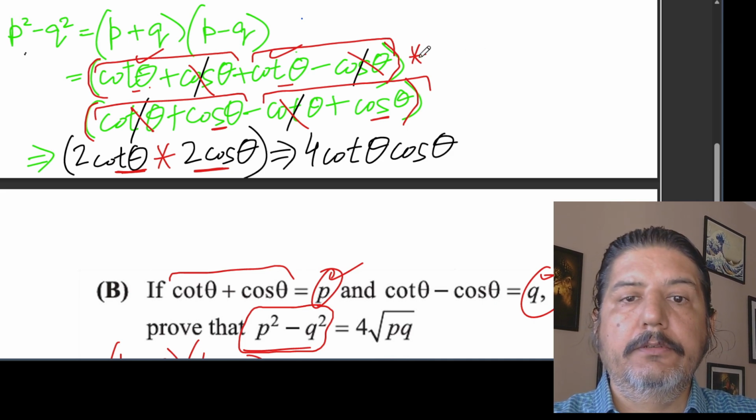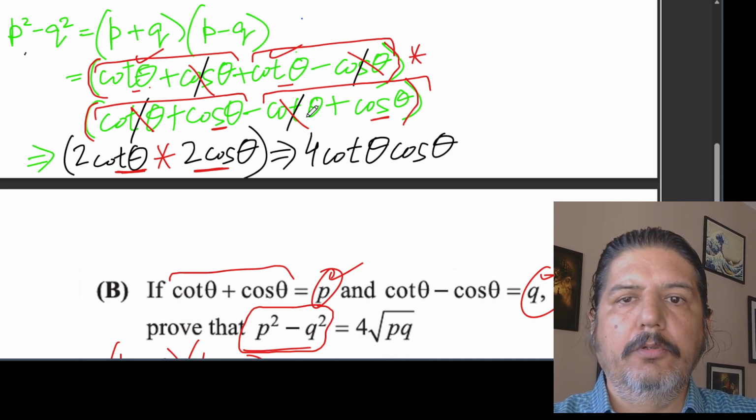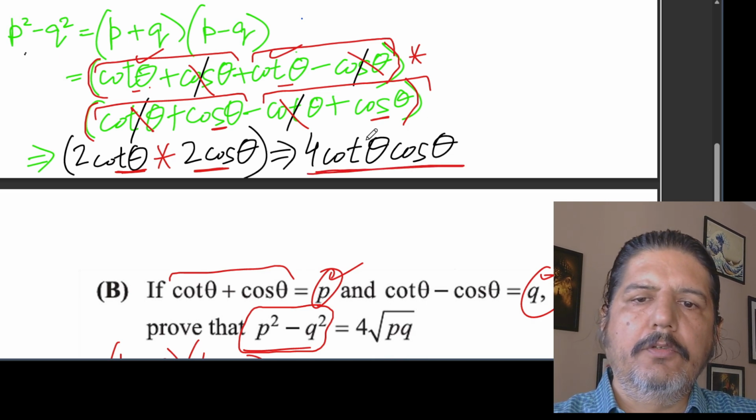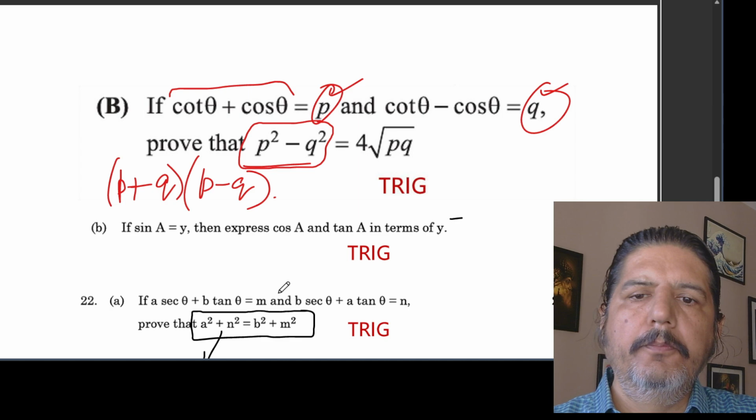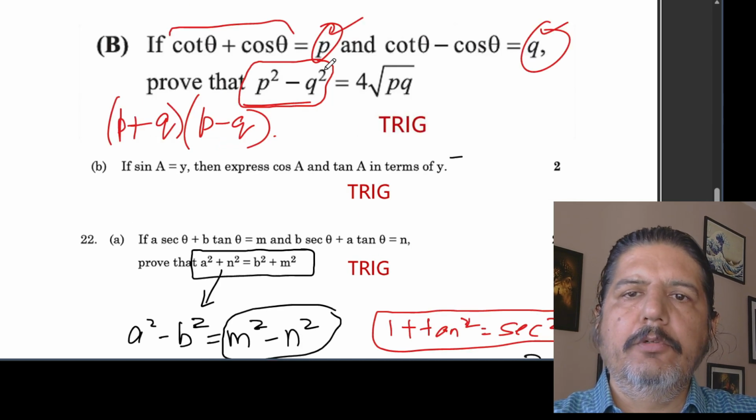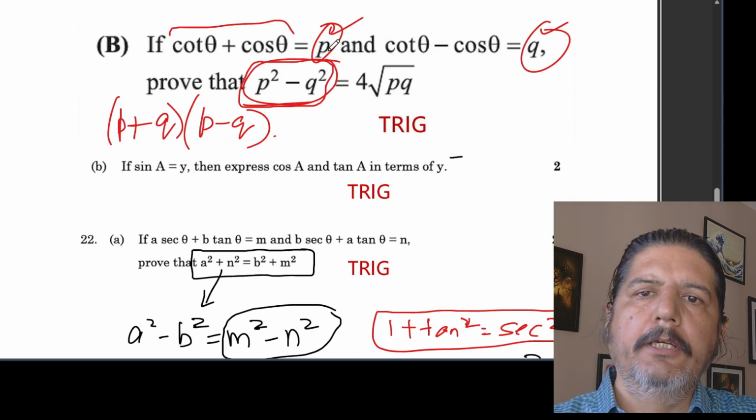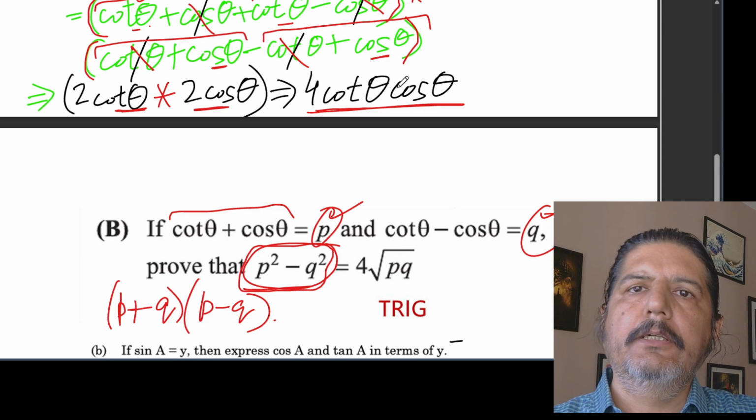Don't forget about the multiplication of these two terms. So this would be equal to 4 cot theta cos theta. So this is what my left hand side equals to. P square minus Q square finally is equal to 4 cot theta cos theta.